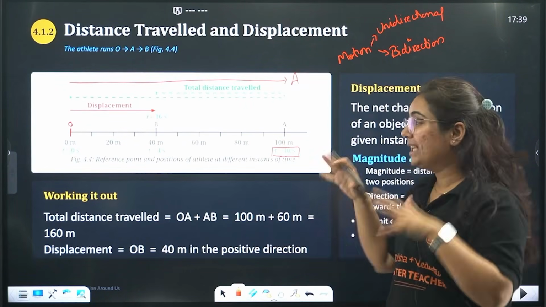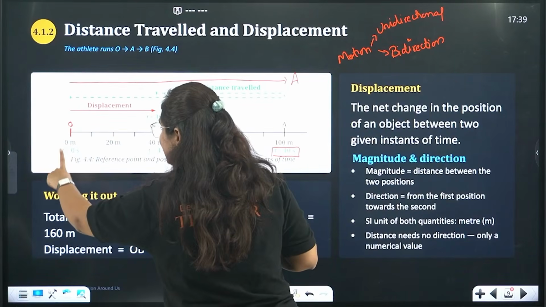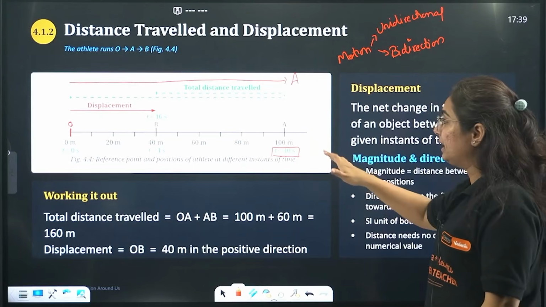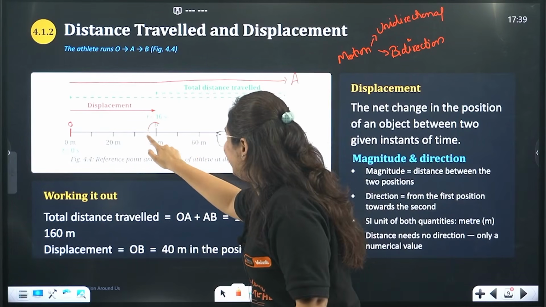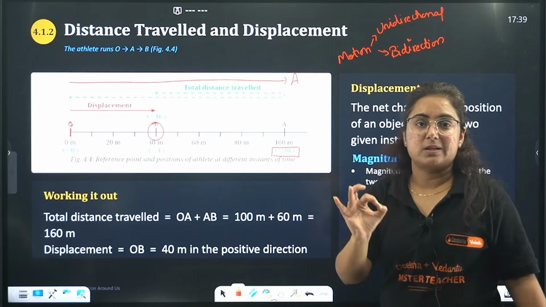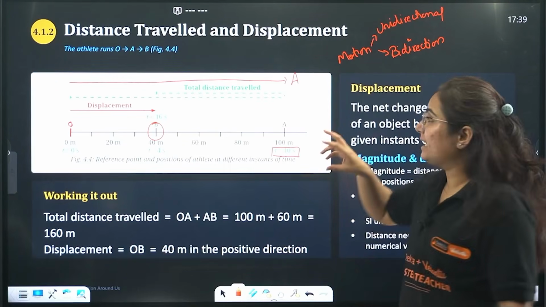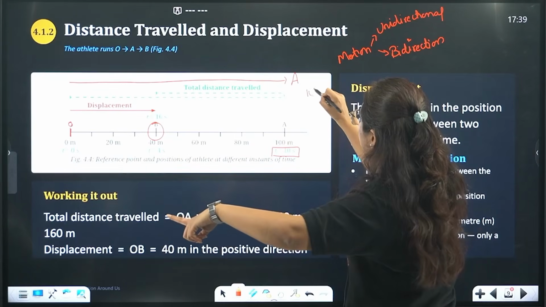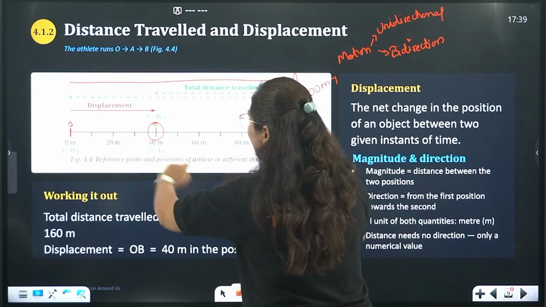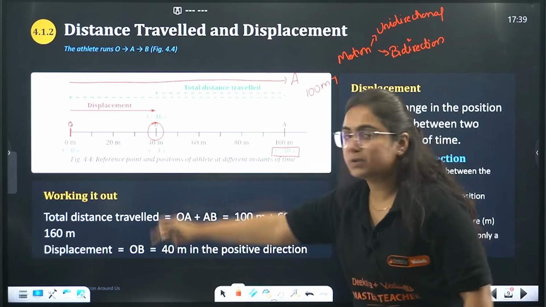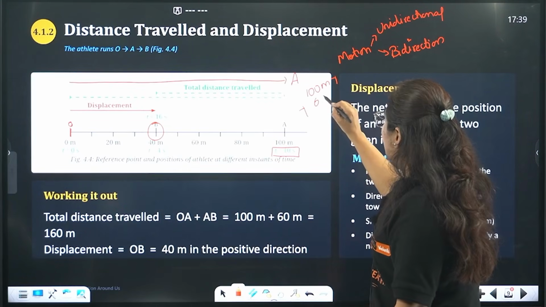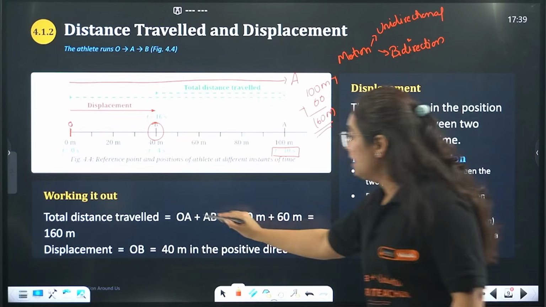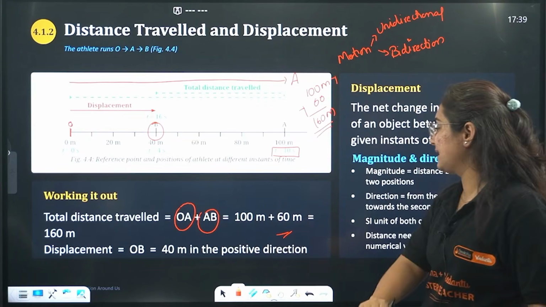So yes, motion in a straight line or linear motion can be either unidirectional or bidirectional too. So what the example tells us, there is an athlete that starts from 0 meter, moves towards 100 meter, then returns back and reaches this point B. What is the total distance that is basically covered by this person? So see, from 0 to 100, it is 100 meters plus 100 to 40, 100 minus 40 is 60. So it will be 160 meters that is covered by this athlete. OA plus AB gives us 160 meters.